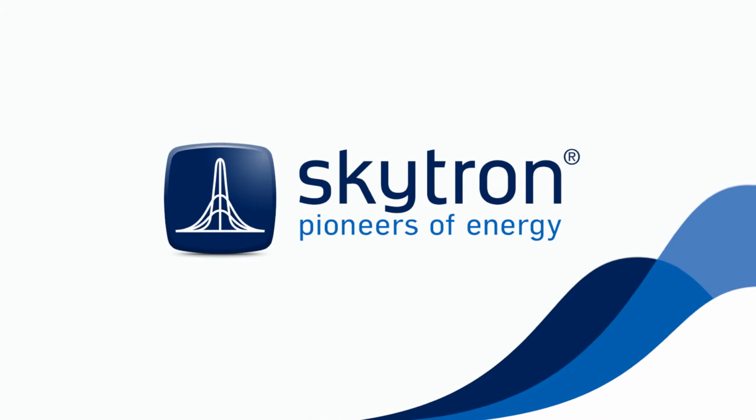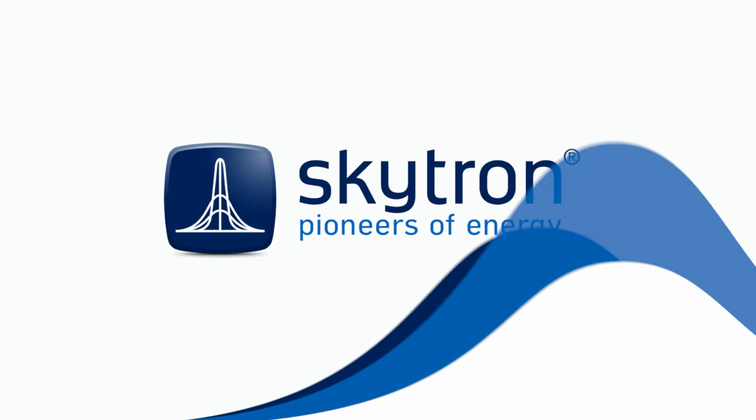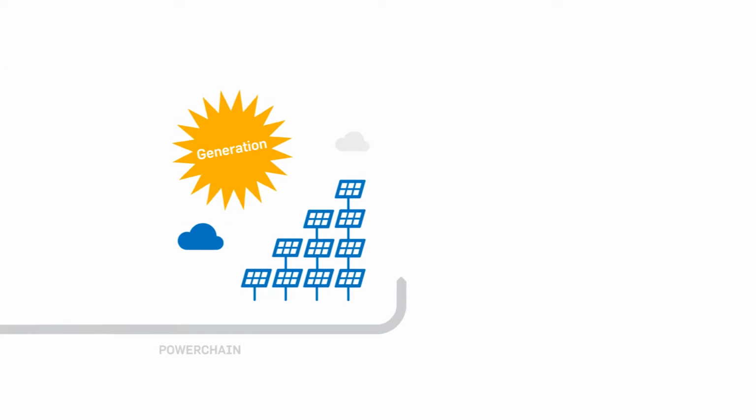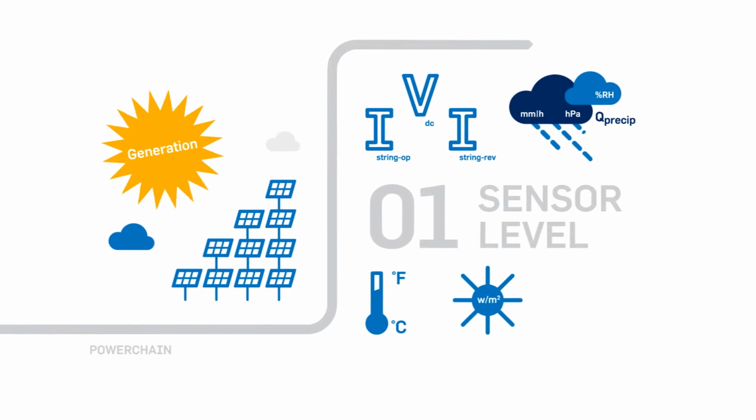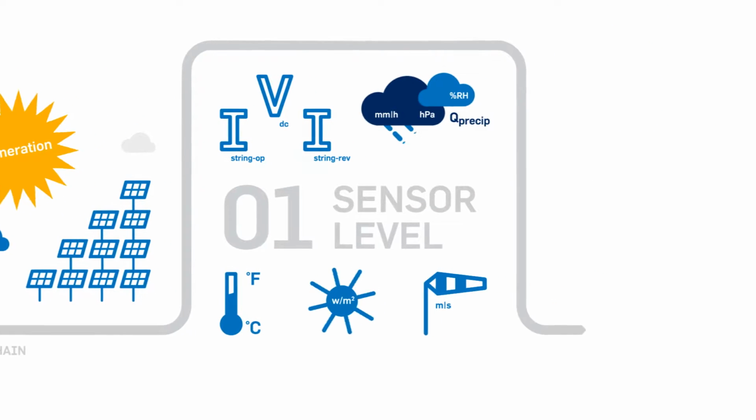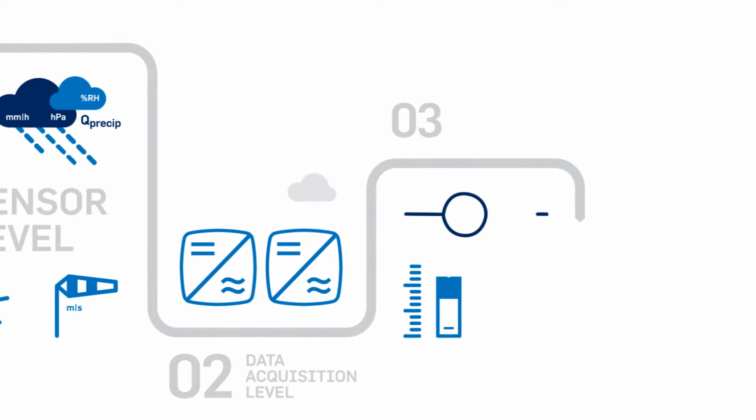Skytron energy monitoring of PV power plants works as follows. At the power plant location, values such as radiation, temperature and string current are measured. These are then, along with inverter and energy meter data, recorded by data loggers. Via an internet connection, these values are transferred to a central database.